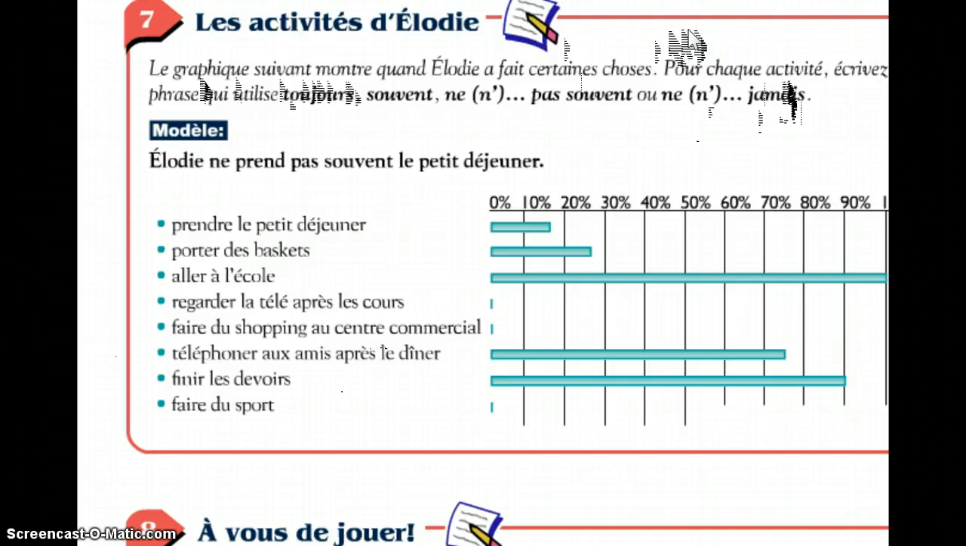Which ones then would be negative? Let's look at shopping. Faire du shopping au centre commercial. So it is at 0%, which means that she never does that, or she may no longer do that. So we say, Elodie ne fait jamais de shopping au centre commercial. Okay, now it's your turn. You need to try to do all the positive and negative sentences in exercise 7.